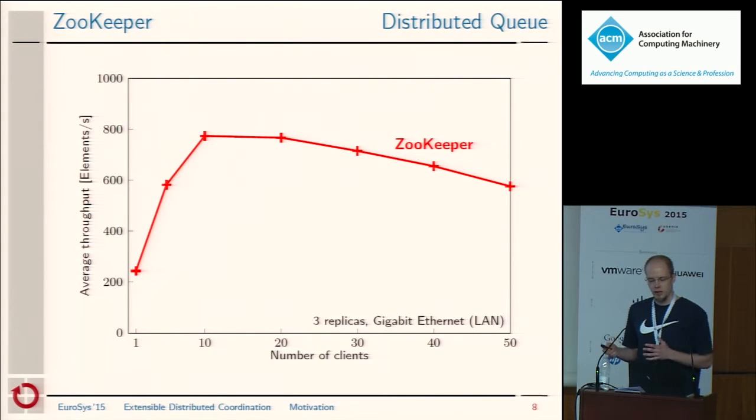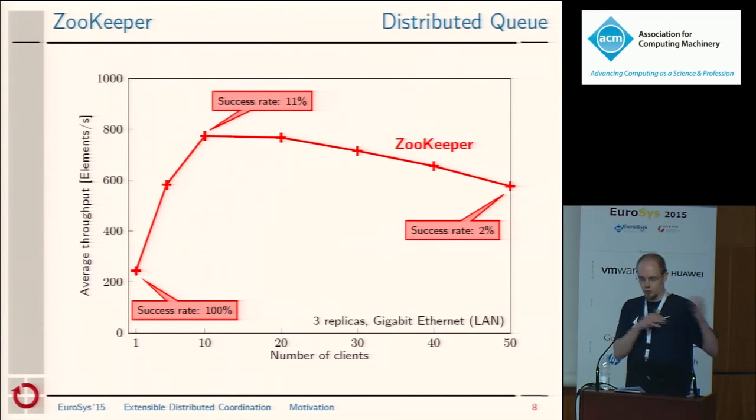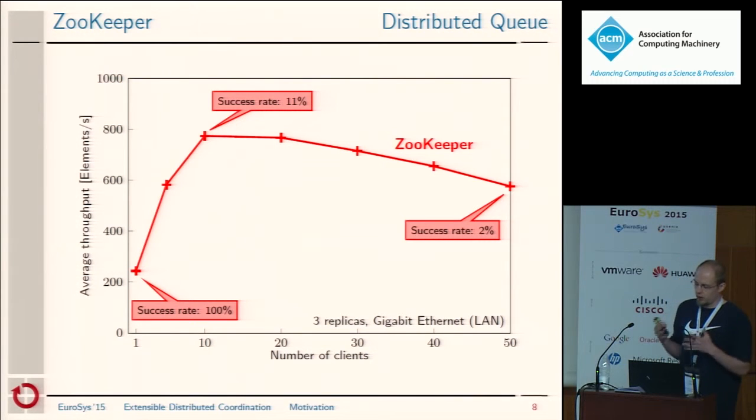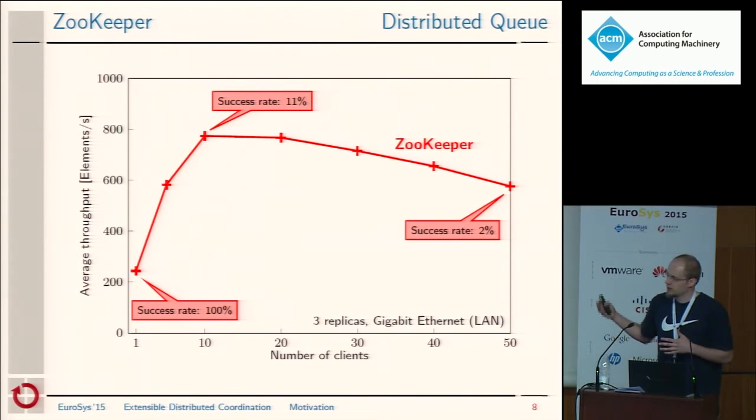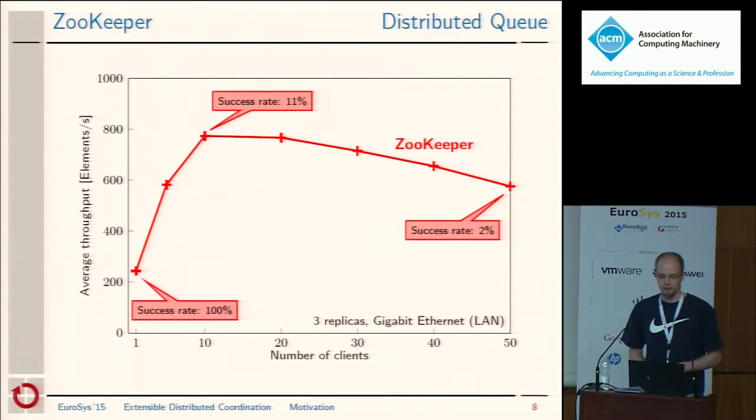And the reason for that is with more and more clients, we have more and more concurrency. The success rate of the delete operation will drop dramatically, reaching 2% for 50 clients. And this is why the throughput drops. The problem here is the coordination service, in this case ZooKeeper, still has to perform all those operations, but fewer and fewer clients actually are able to make progress. And again, this is a consequence of this general approach to have this small set of generic functions and to build more complex abstractions at the client.